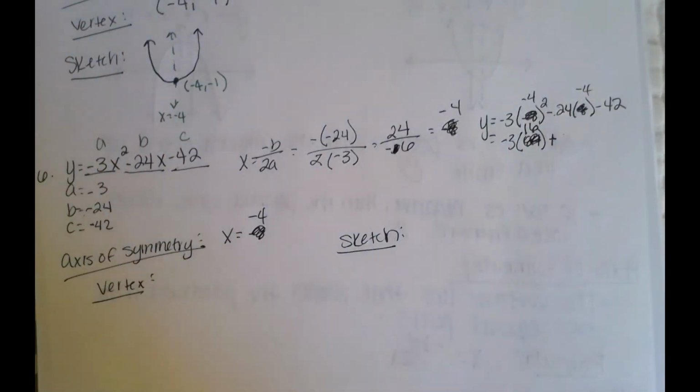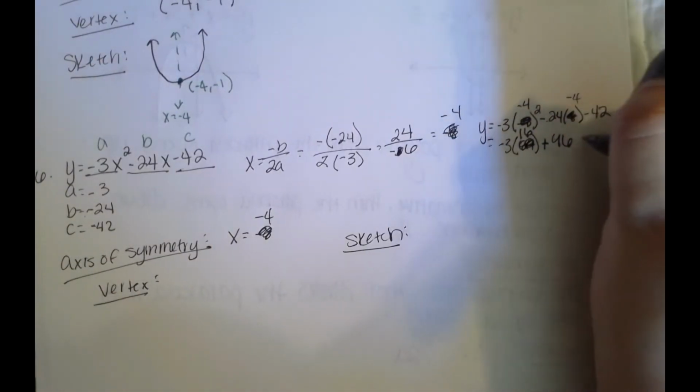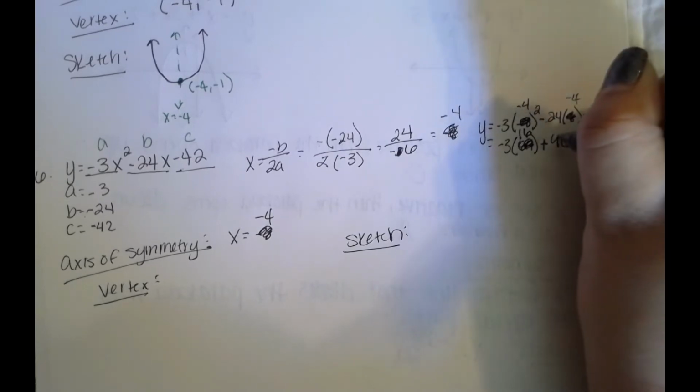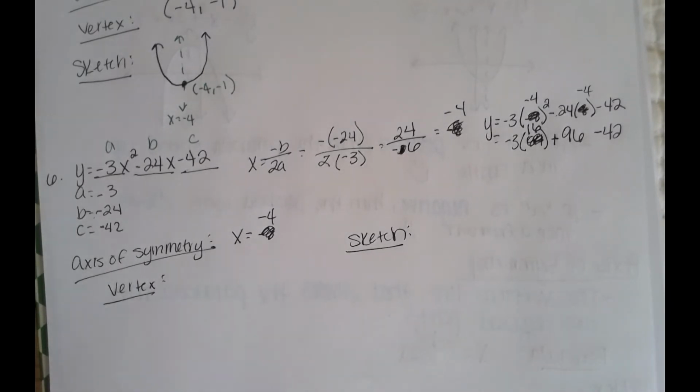Negative 24 times a negative 4 is going to be a positive 96, minus 42. And if you realized I was wrong when watching this video, then kudos to you. Because you can ask my students, I make simple mistakes like this quite often, and it's okay. I learned from it. I learned to keep a better eye on my multiplication.